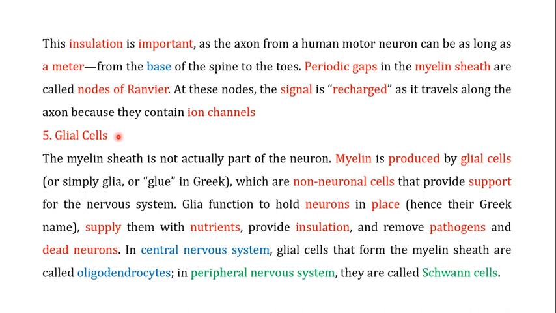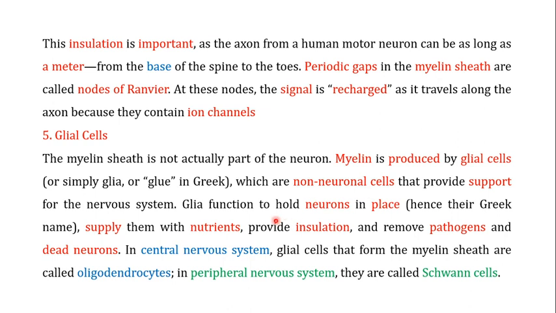Another important part of the nervous system is the glial cells. These glial cells are the non-neuronal part. They are not part of the neuron. They are actually the supporting cells for the neurons. Now, the myelin sheath that we just discussed is not actually part of the neuron. The myelin is produced by the glial cells. They are simply called glia, or glue in Greek. And these glial cells are non-neuronal cells that provide support for the nervous system.